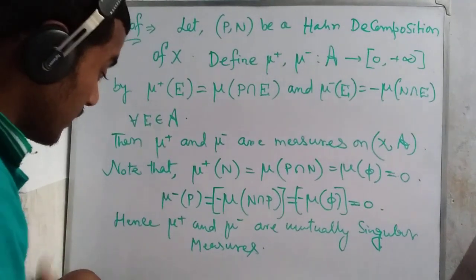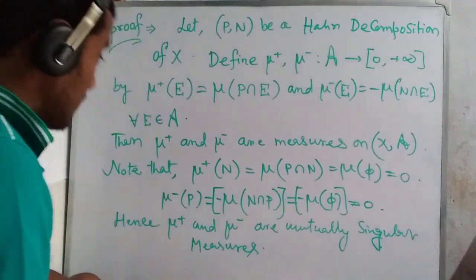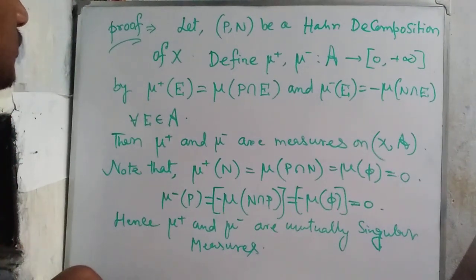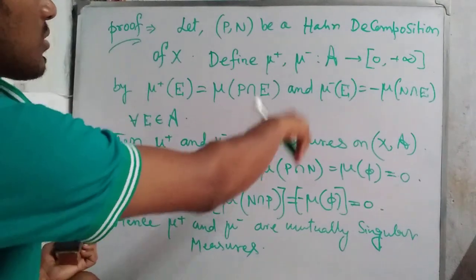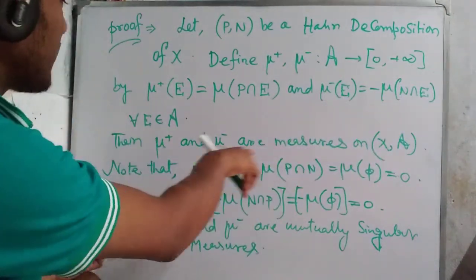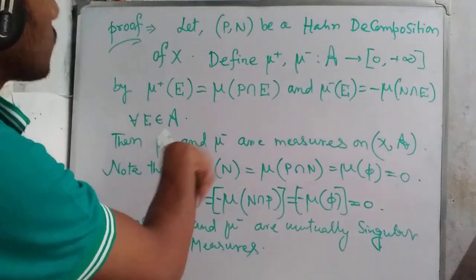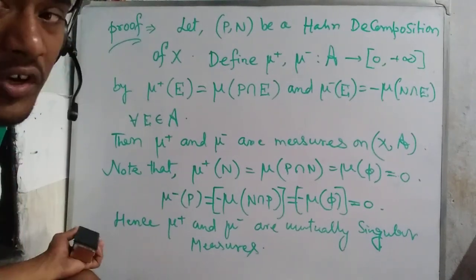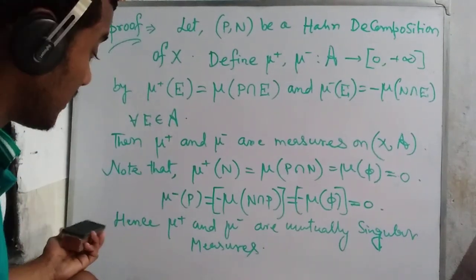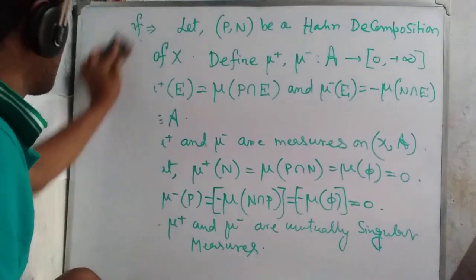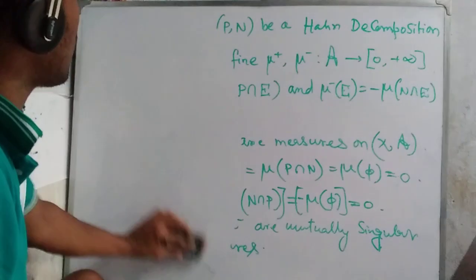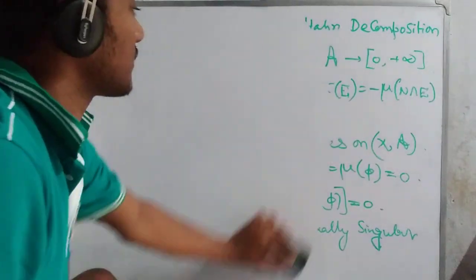Then we erase that portion. All are known: μ⁺, μ⁻, and obviously they are mutually singular, as we also knew previously, but we wrote it here. Now we go forward and erase that portion to discuss another part.